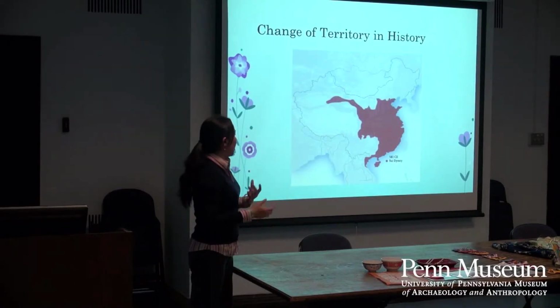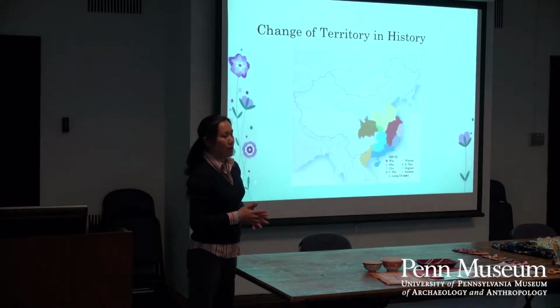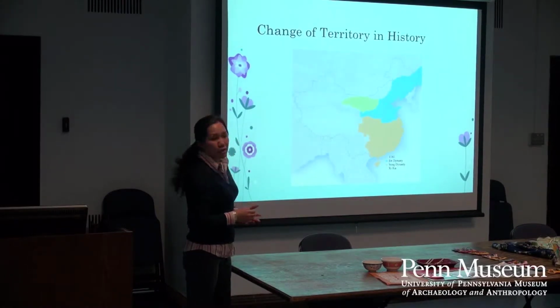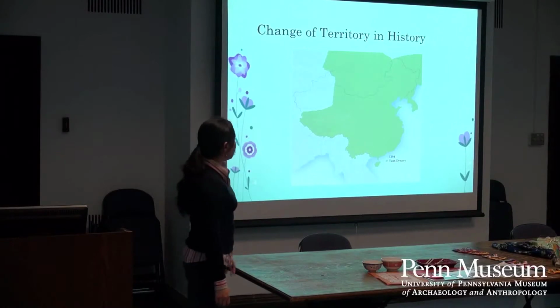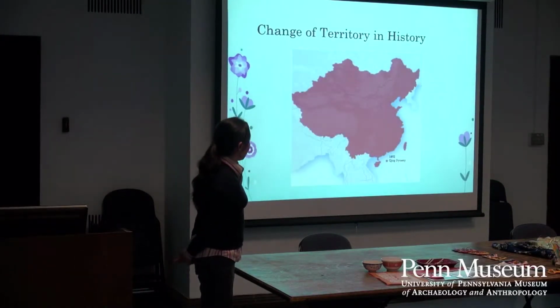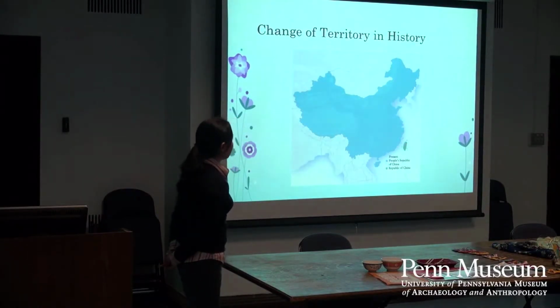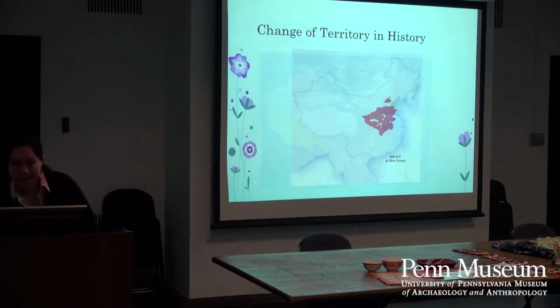That's why it created a lot of regional diversities across the country in terms of food, customs, traditions, and many other ways as well. This is Yuan Dynasty when Mongols ruled China, and Ming Dynasty and Qing Dynasty, the last dynasty, when Manchurians ruled China, and this is the current time.